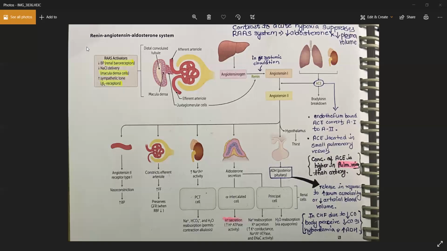And the third one is angiotensin 2. Please note the location of this angiotensin converting enzyme. It is present in the lungs.